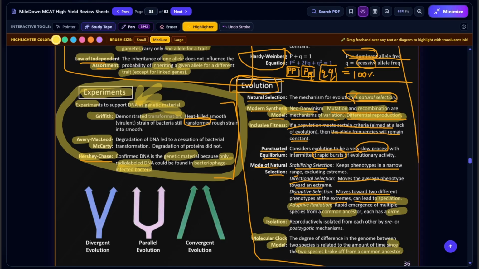And then for inclusive fitness, what it really means is success isn't just about you having kids, it's also about helping the family members then survive. So that is what inclusive fitness basically is.